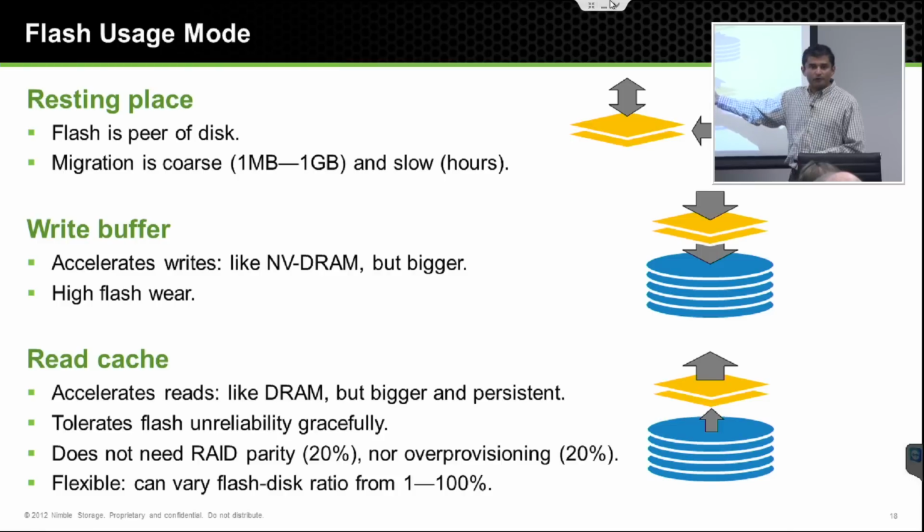So the final mode of using flash is to accelerate reads as a read cache. And this is a particularly good match because that's what flash is best at, random reads. It's about 100 times faster than disk on random reads.